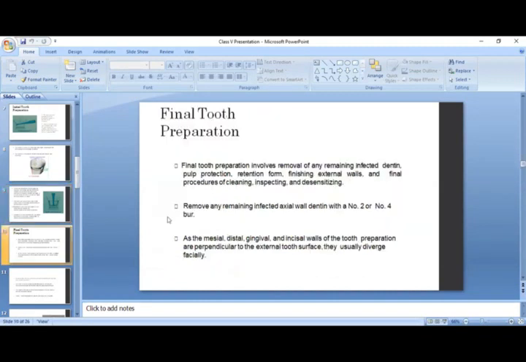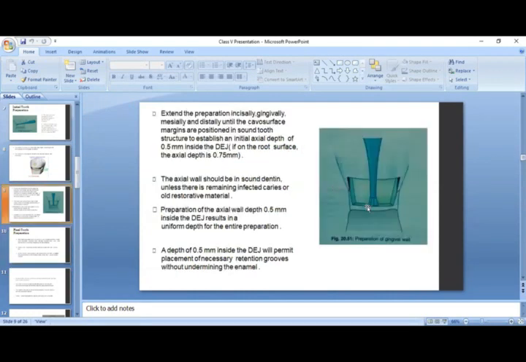Okay, the second goal is that we should remove all of the infected axial wall dentin with the number 2 or the number 4 burr. Okay, what is basically the axial wall? That axial wall should be properly cleaned, because if a carious lesion is present on that axial wall, it causes a decrease in the longevity of the restoration or the failure of the restoration. So all of the infected dentin should be removed.